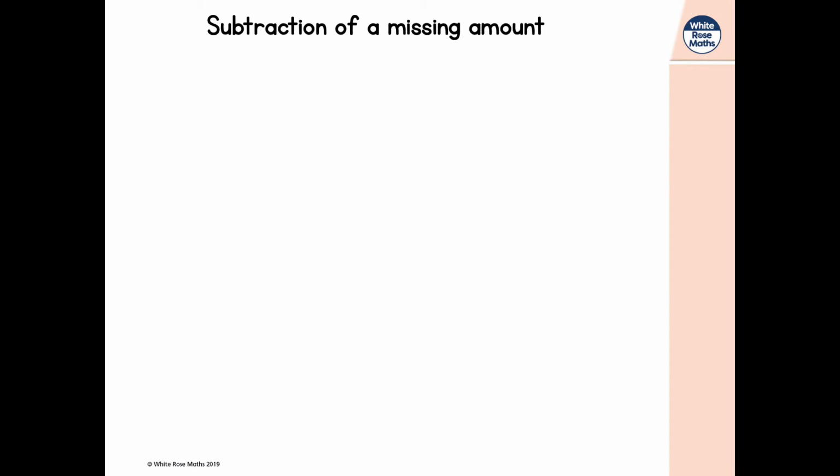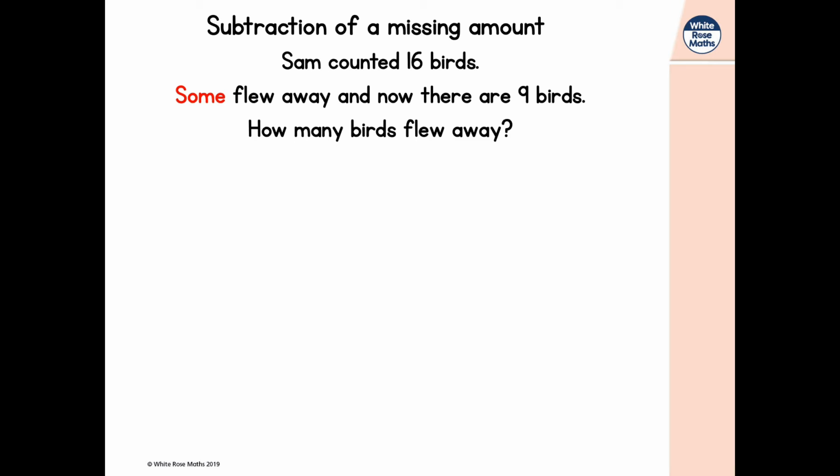This time we're going to talk about subtraction of a missing amount. Let's read the story. Sam counted 16 birds. Some flew away. That's the missing amount. And now there are 9 birds. So, how many birds flew away?